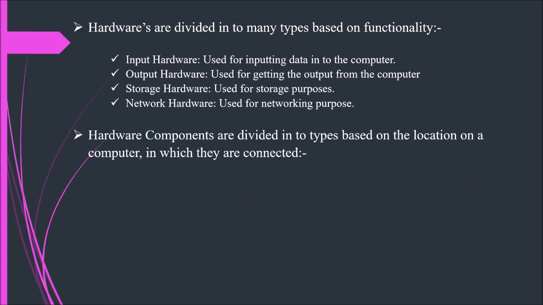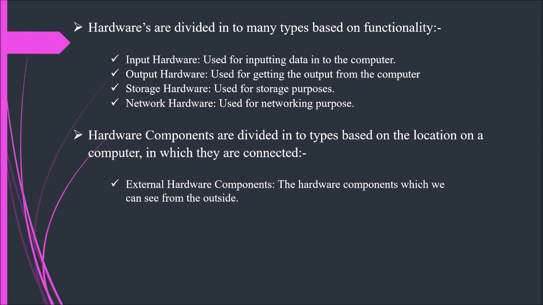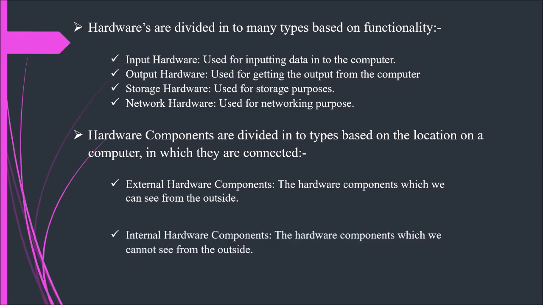Now the division of hardware based on its location on a computer in which they are connected. The first one is external hardware components and the second one internal hardware components. Now what are external hardware components? External hardware components are the hardware components which we can see from the outside. Now, what are internal hardware components? The internal hardware components are the components which we cannot see from the outside.